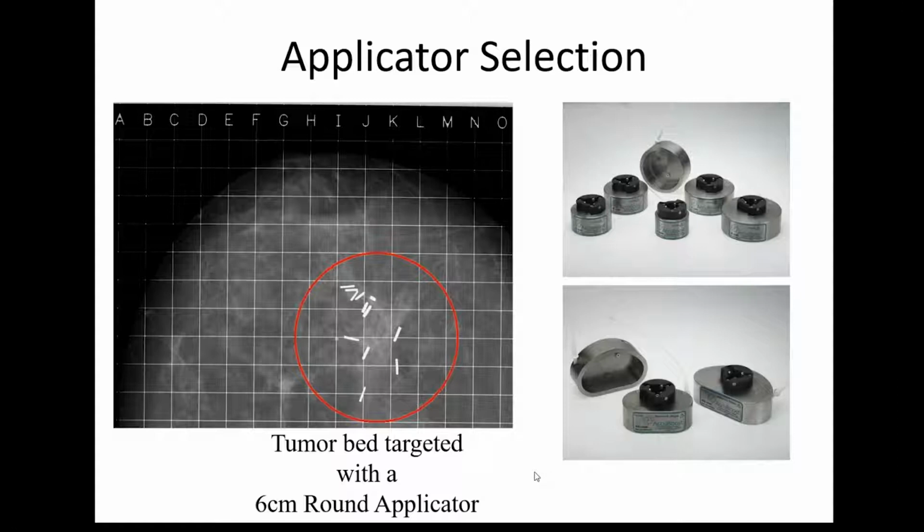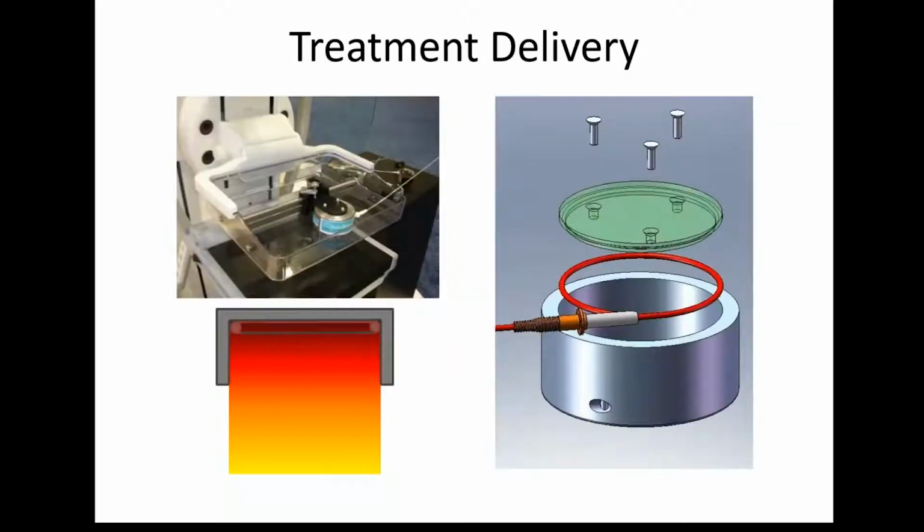And then there are a series of various applicators that can be chosen for the individual size and shape of the lesion. Next slide. Treatment delivery, as has been shown, is just placing the applicator in the appropriate position on the compression plate, and then the HDR source traverses the applicator to generate this highly collimated photon beam. Next slide.